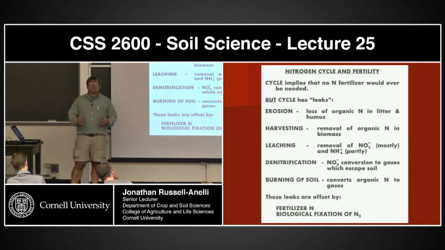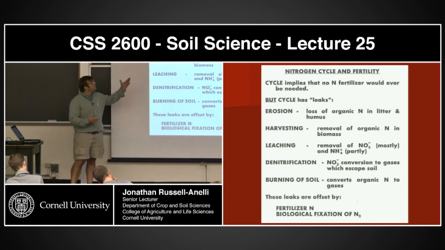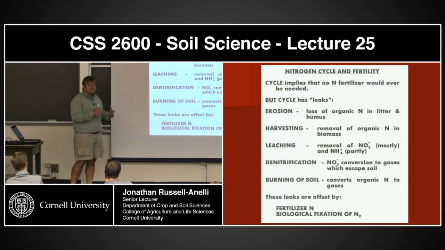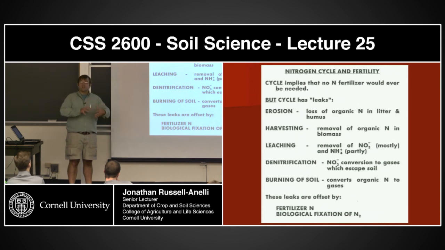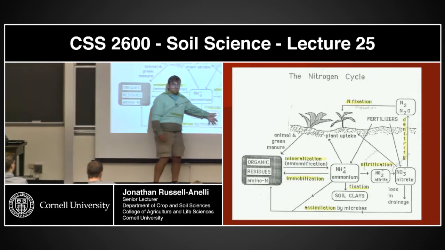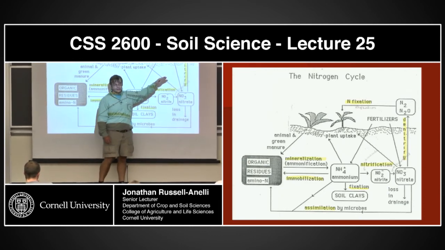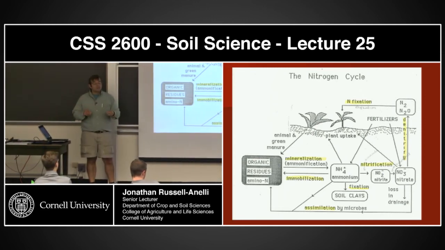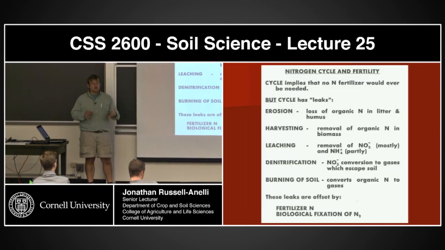Now, that brings us to questions about the cycle itself and fertility. When you talk about a cycle, it often implies that it's completely closed. There's not going to be any losses to the system. The reality is that the nitrogen cycle isn't truly a cycle in a local sense, it's a cycle in a global sense. There are leaks in this cycle locally. I have leaching, I have harvesting, I have erosion. Those are leaks, and every one of those leaks is going to take nitrogen out of the cycle. So it's not truly a cycle in a local sense, but it is a cycle in a global sense.